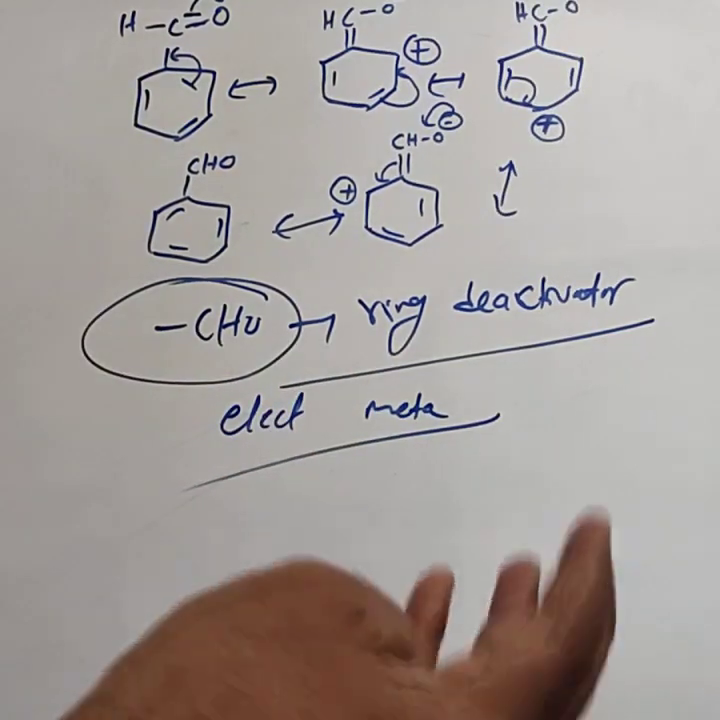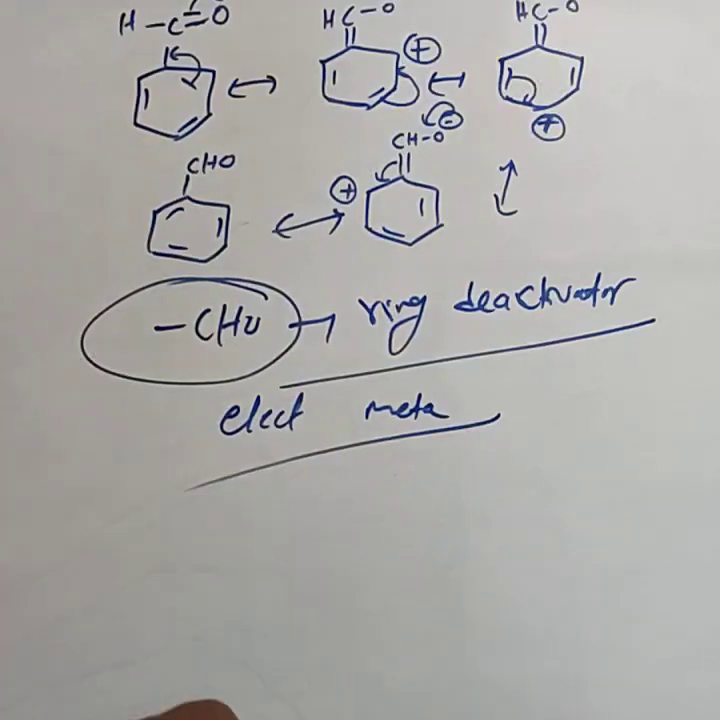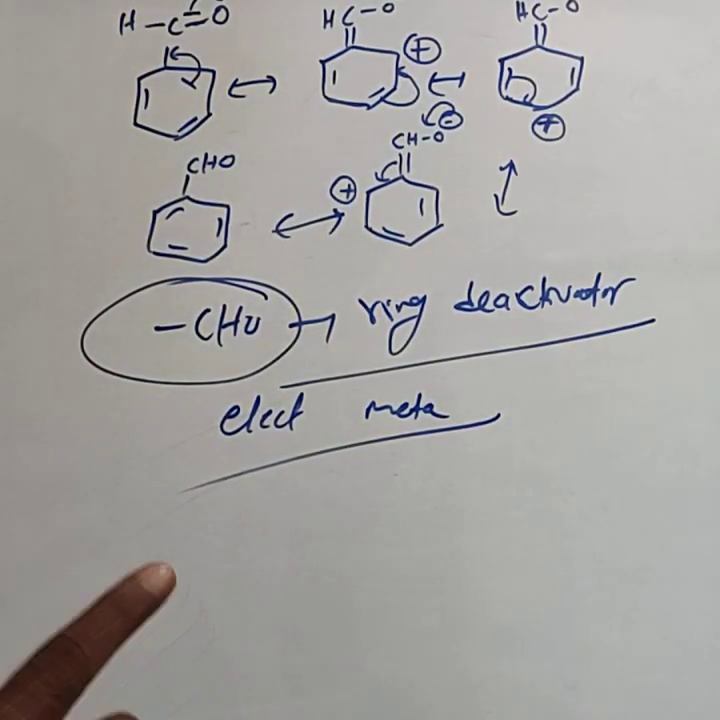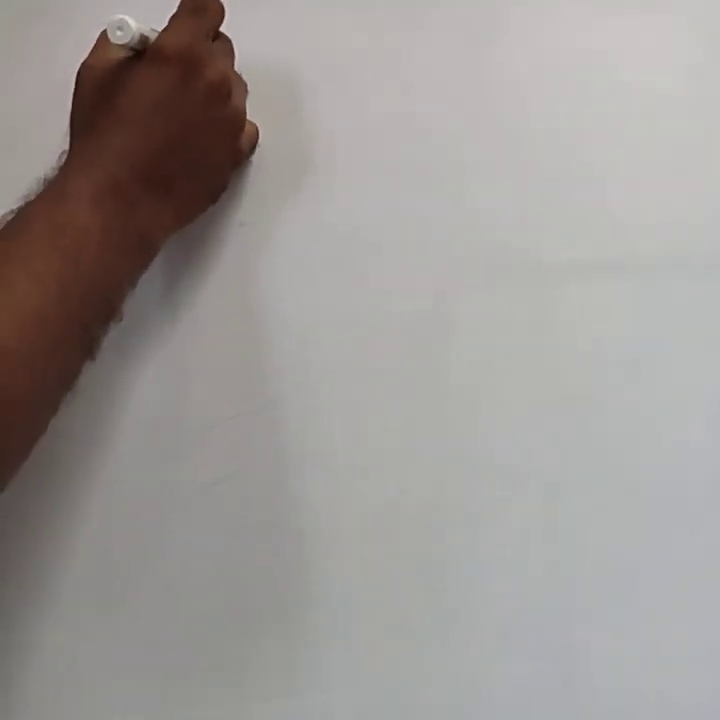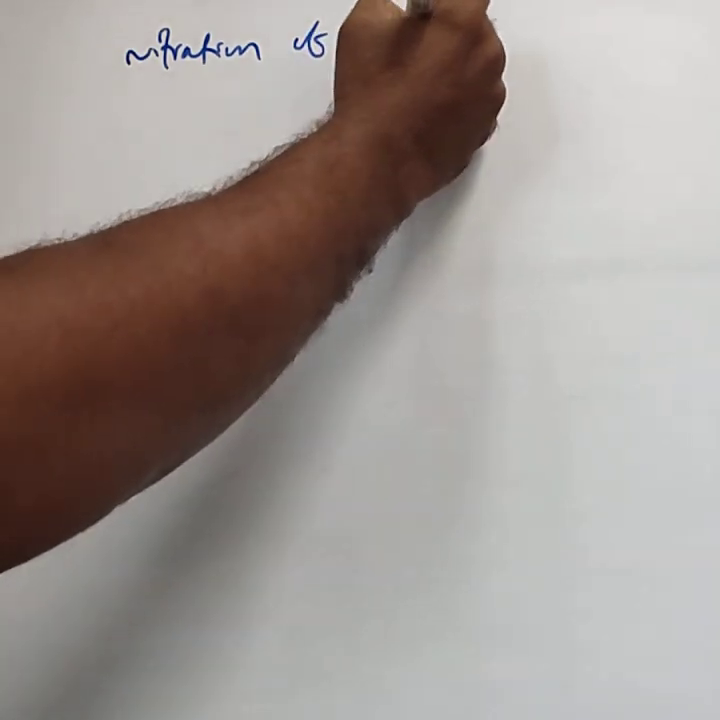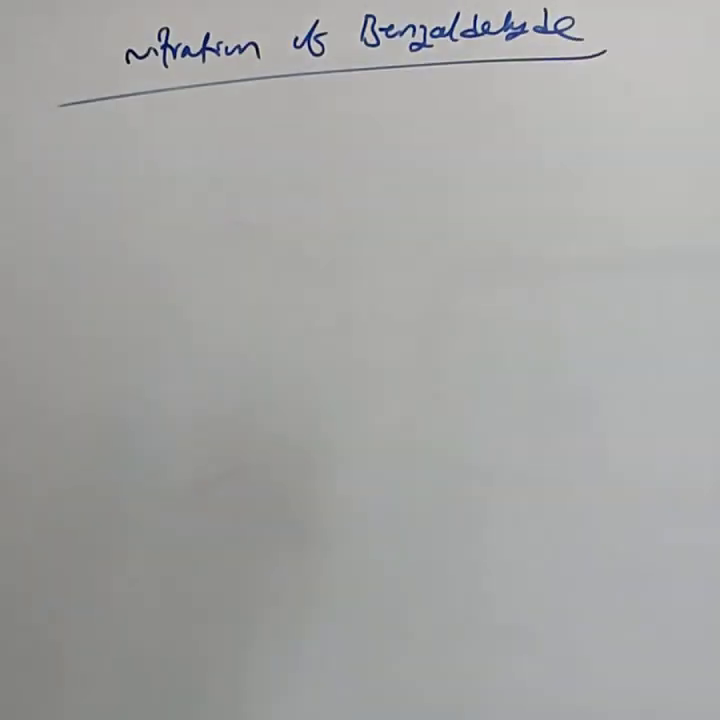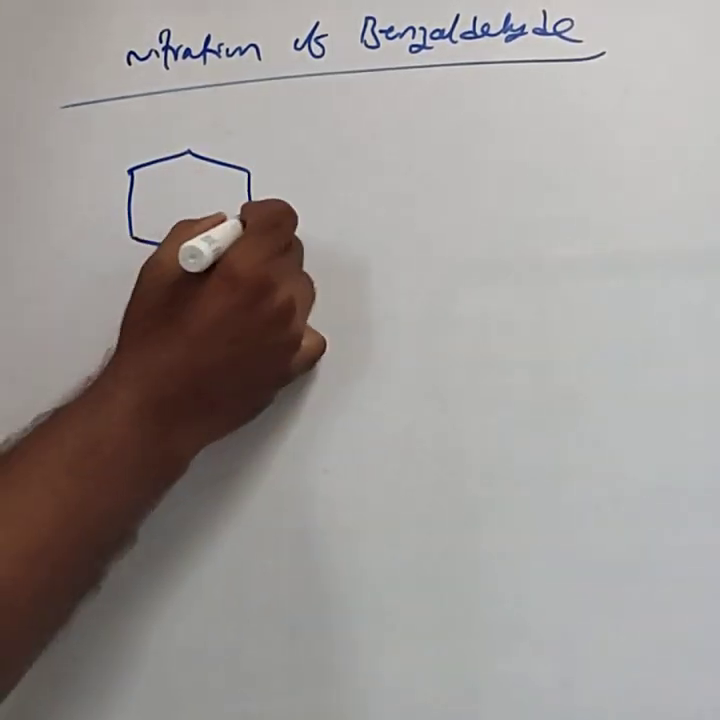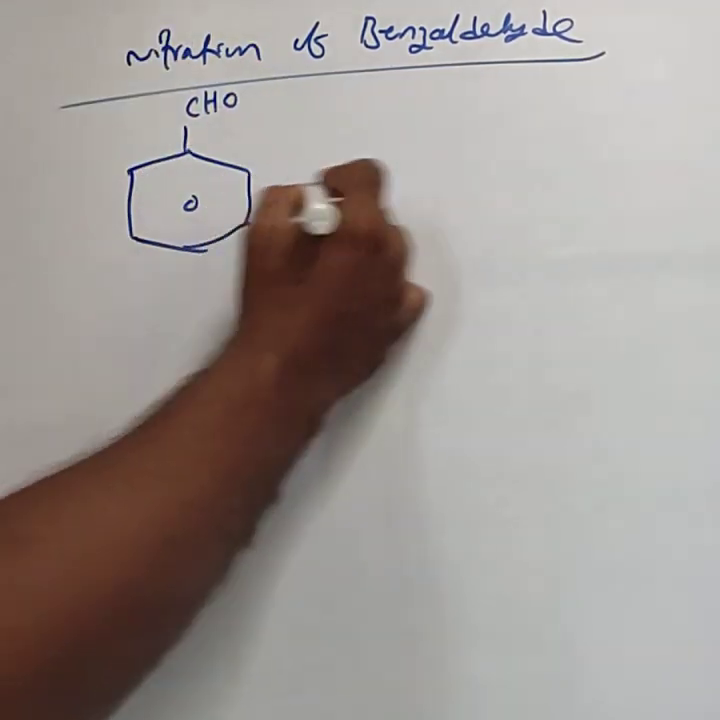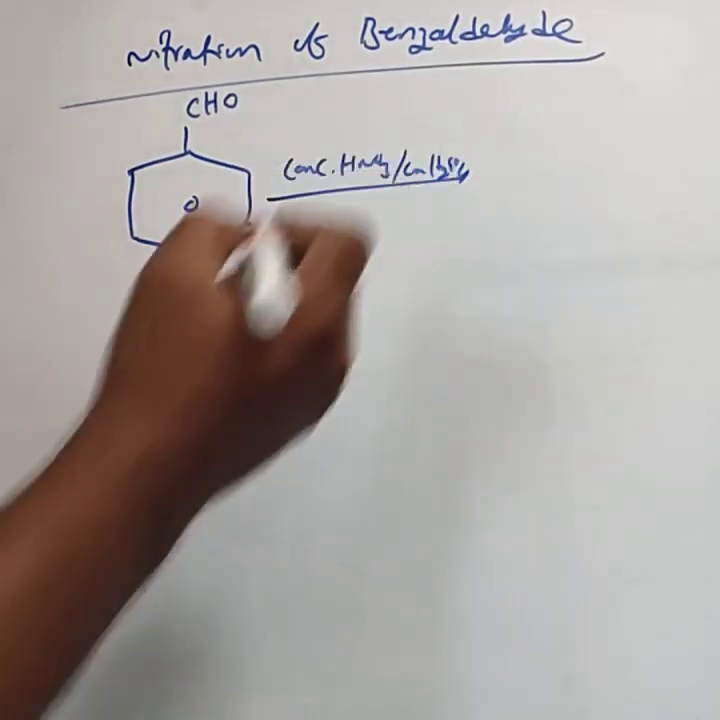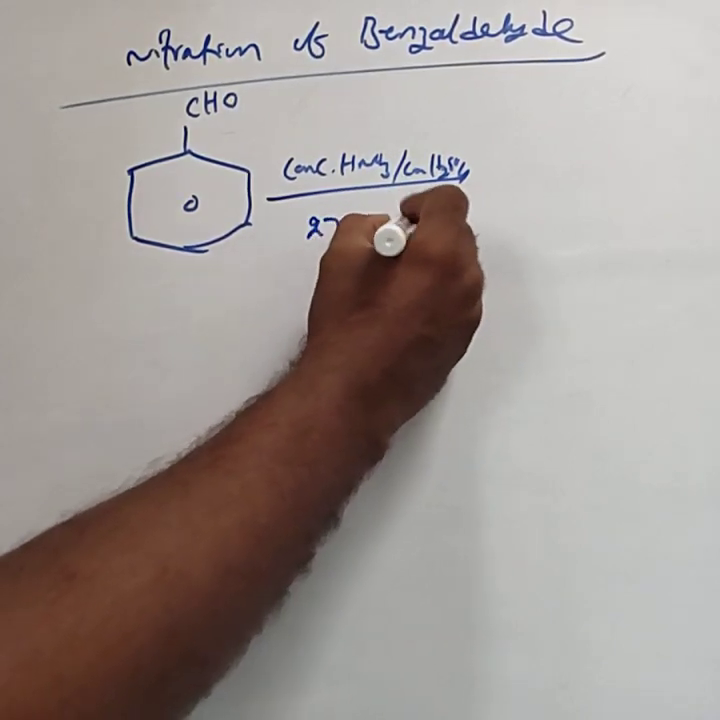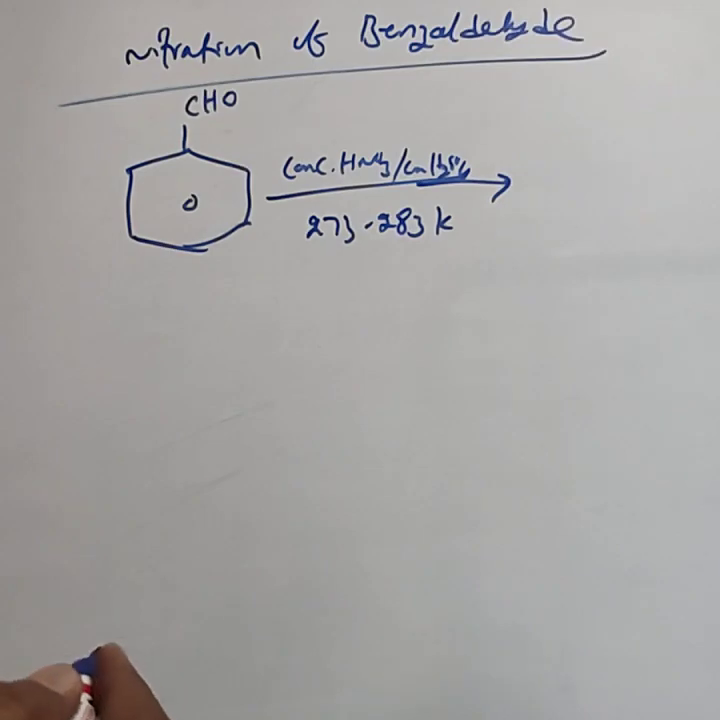In chlorobenzene, anisole and phenol, we considered ortho and para derivatives. But in benzaldehyde, you have to write only one product, that is the meta derivative only. Now, in our syllabus, there is only one electrophilic substitution reaction, that is nitration of benzaldehyde. For that, you take benzaldehyde. Already we have considered that CHO is meta orienting. It is treated with concentrated HNO3 and concentrated H2SO4 at 273 to 283 Kelvin.